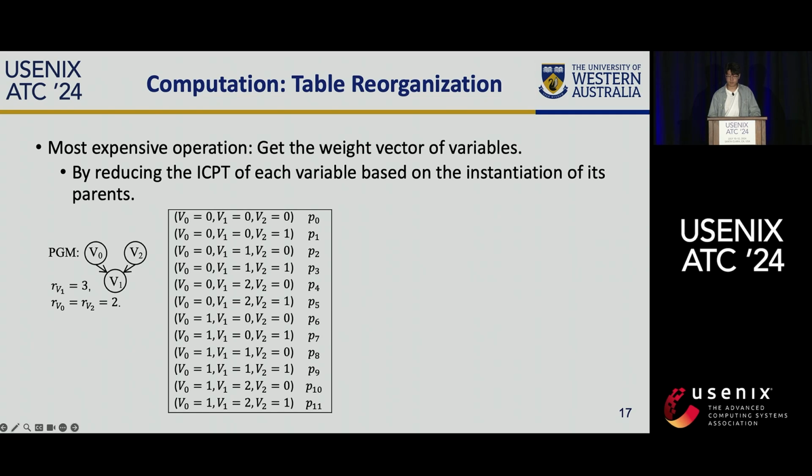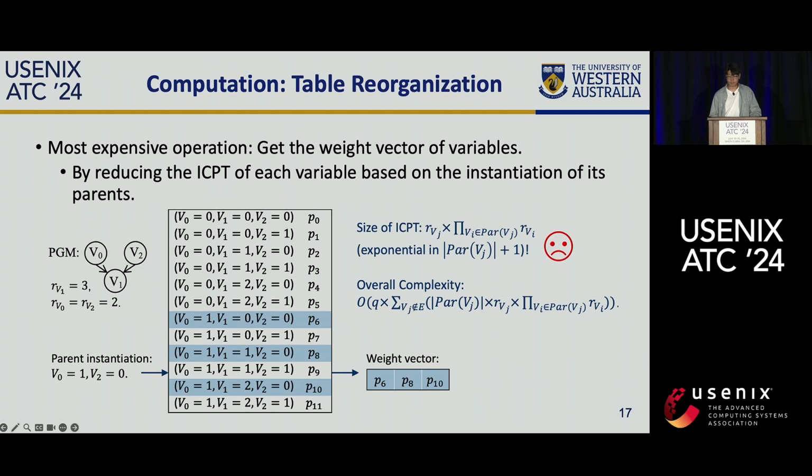So there are 12 entries in V1's ICPT. Suppose we have already known the instantiation of V1's parents is V0 equals 1, V2 equals 0, and we need to traverse the ICPT to find all entries that satisfy the instantiation. The size of the ICPT is equal to the number of states of the variable and its parents, so it is exponential in the number of related variables. We can also compute the overall complexity.